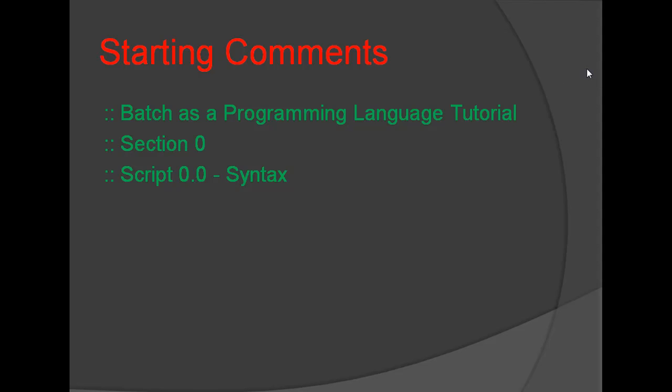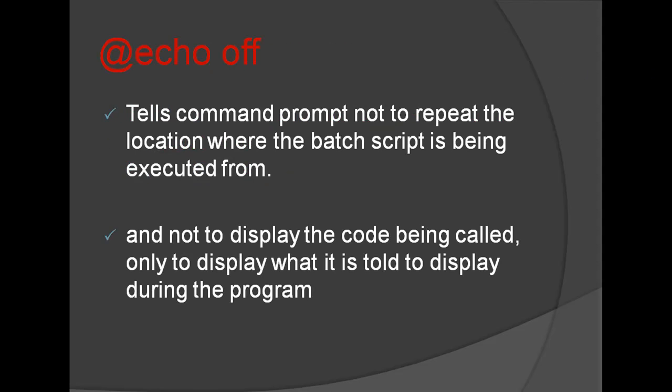The first line of actual code for all batch scripts will be @echo off. @echo off tells command prompt not to repeat the location where the batch script is being executed from, and not to display the code being called, only to display what it is told to display during the program.